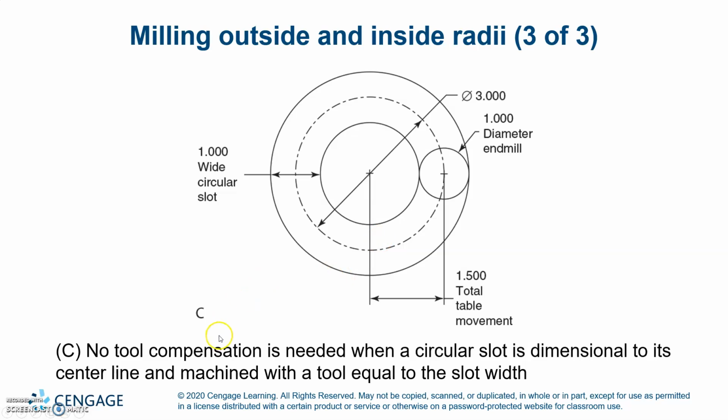And no tool compensation is needed when a circular slot is dimensioned to its center line and machined with a tool equal to its slot width. So if you've got a 1-inch wide circular slot all the way around the part, a 3-inch diameter here, and a 1-inch diameter end mill, you move over 1.5 total table movement.